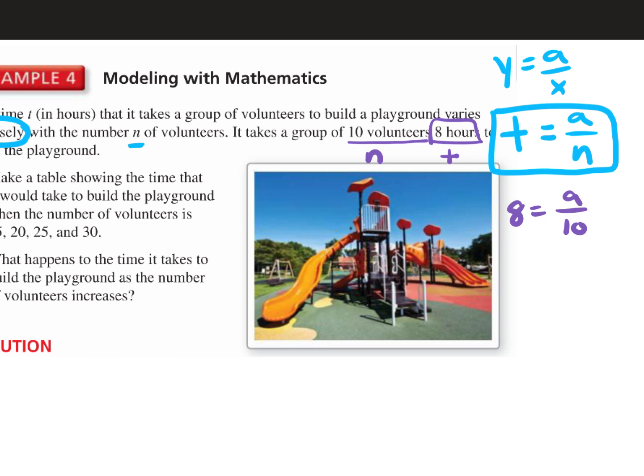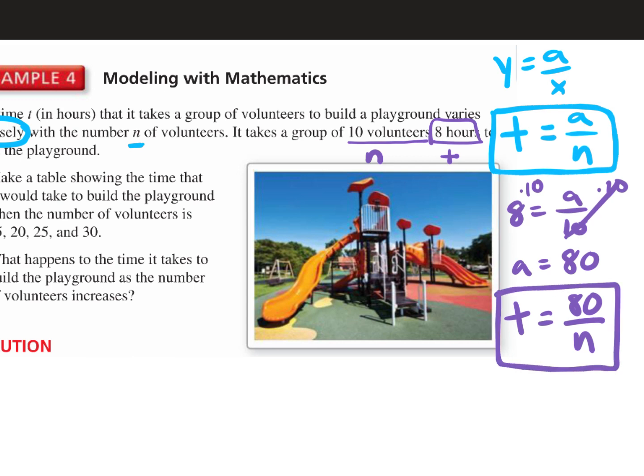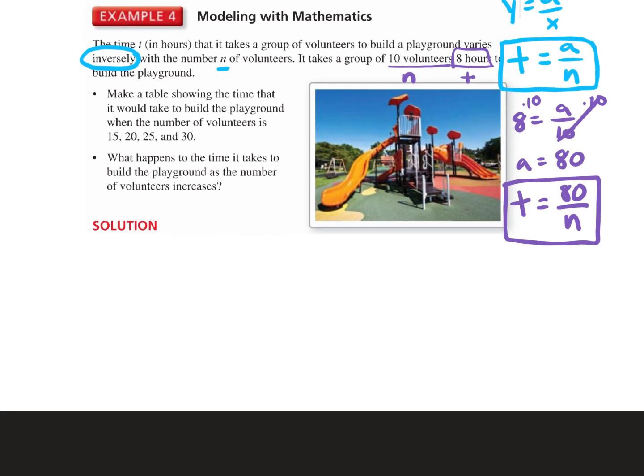That's our n. So multiply both sides by 10. So a is equal to what? 80. So t is equal to 80 over n. Perfect. So this is the equation that we're using now. So I'm going to write it over here. T is equal to 80 over n.